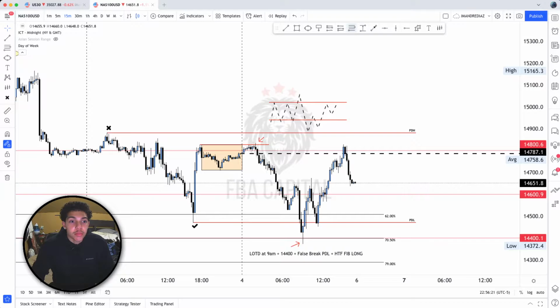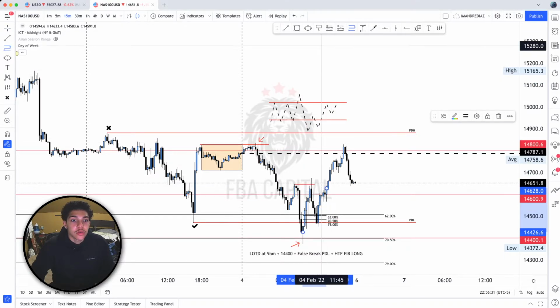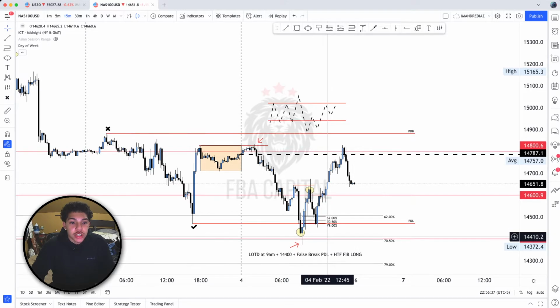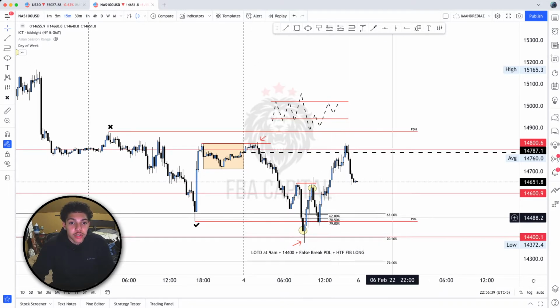Then we had what? Price traded higher, did what? Came and cleared this high. After we cleared this high, price ended up retracing. So if we pull our fib from this low to this high, so from this high right here to here, we had a retracement of the previous day's low, a retracement of the 62%, and we also had a retracement of this 15-minute order block right here.